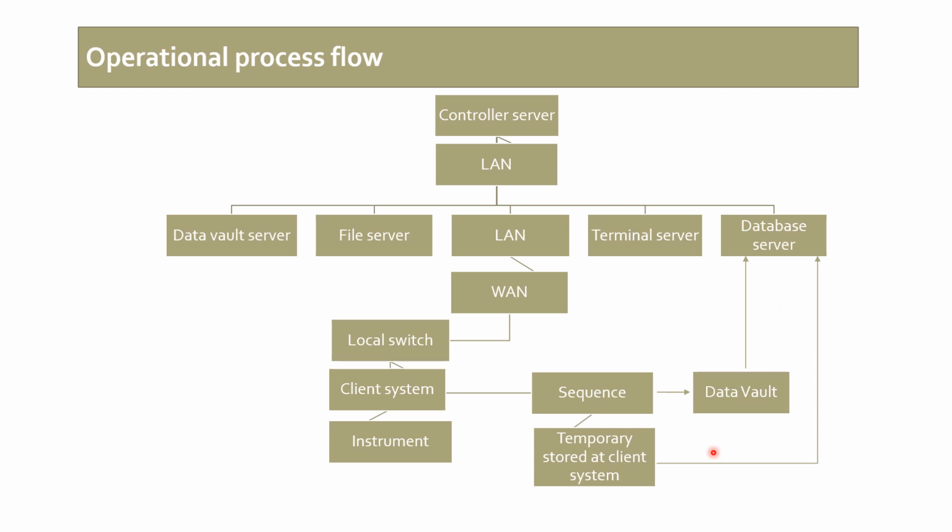If the network is not available at the time of system running, then network failure mode gets activated, and on a temporary basis the data will be stored at the client system, and after resuming the network, that data will transfer to the database server. Actually network failure protection is a kind of feature which is provided in server based software like Chromium or Empower software.